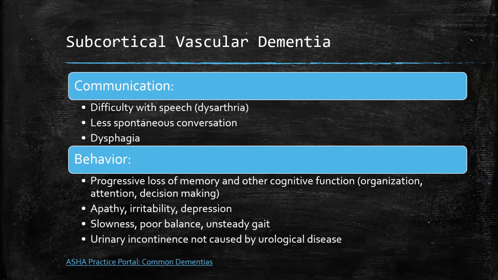Behavioral changes could include a progressive loss of memory and other cognitive function, which again, we'll see across all of these types of dementia. Apathy, irritability, depression, again, some of those motor changes, so slowness, poor balance, an unsteady gait. This could also cause urinary incontinence that's not caused by another urological disease.